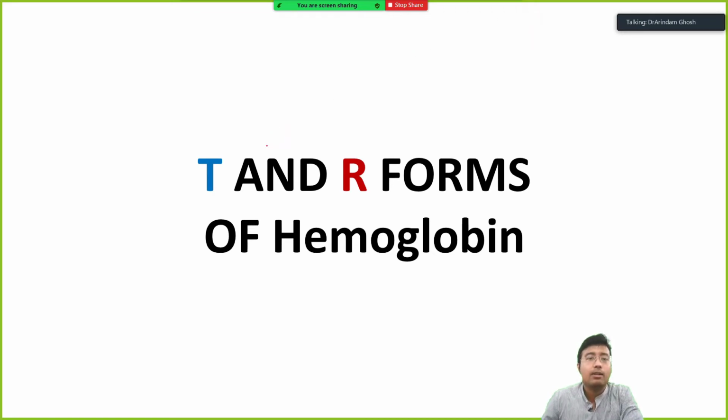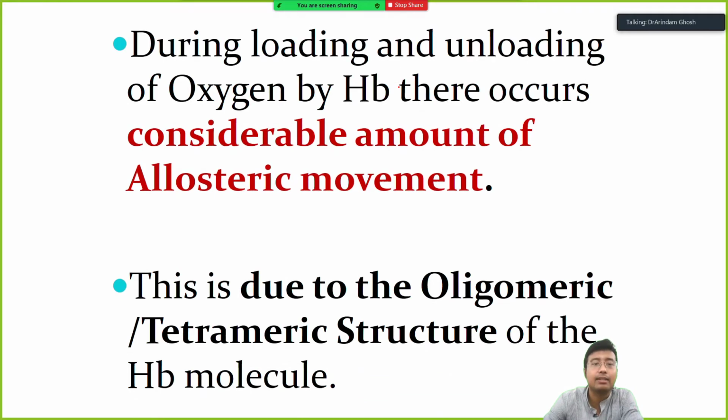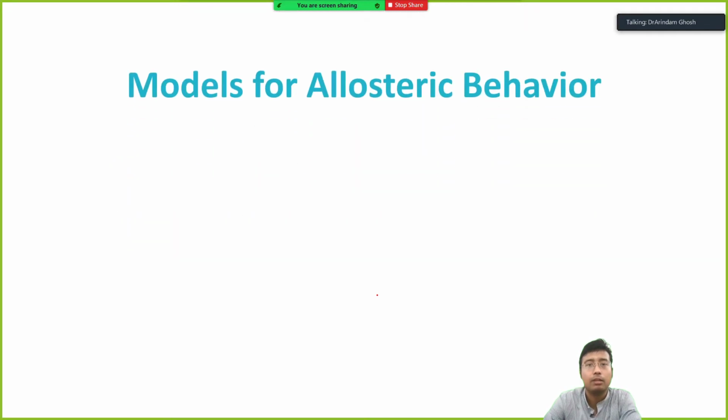So now we already briefly discussed. We will now look specifically at the taut and relaxed forms of hemoglobin, right? We need to understand them in a bit of detail. Since I already told you, during loading and unloading of oxygen, whenever oxygen is getting attached and detached, there is a considerable amount of allosteric movement, and that movement is happening because of the oligomeric or tetrameric structure of the hemoglobin molecule. There are 4 different subunits in the hemoglobin molecule. Now there are different models for these 4 different subunits, okay?